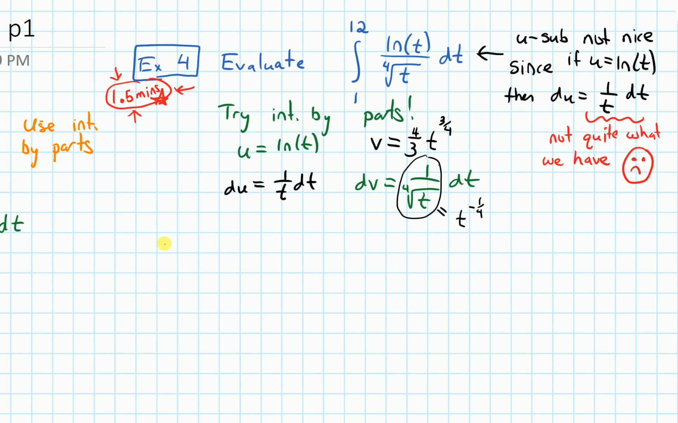Alright, so from there, we are ready to plug into integration by parts. And we'll get uv, 4/3 t to the 3/4 ln of t, minus the integral of v du. So that'll give us 4/3 t to the 3/4 times 1 over t dt.